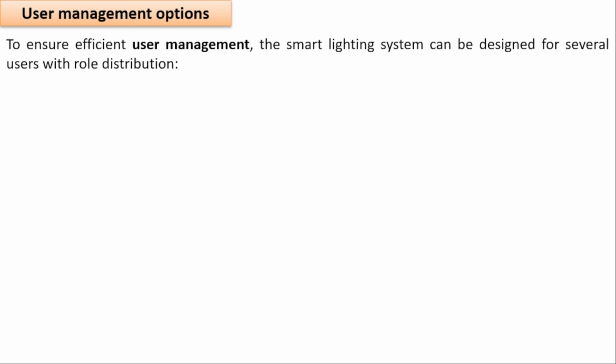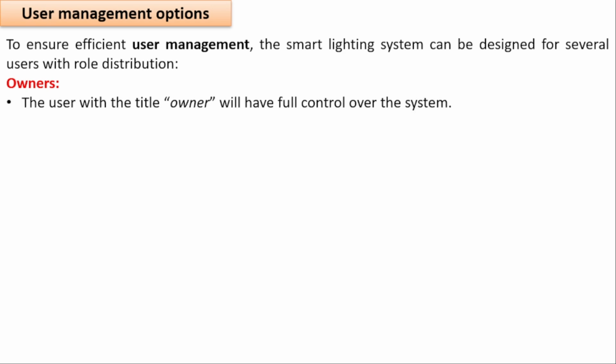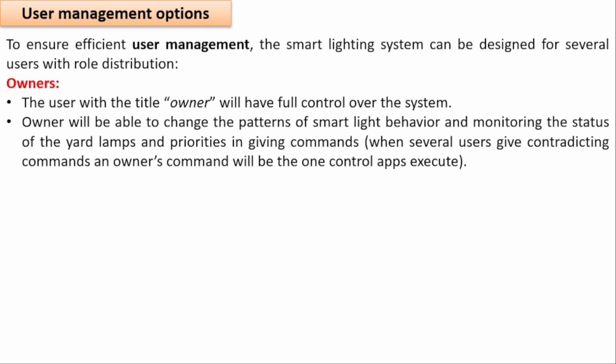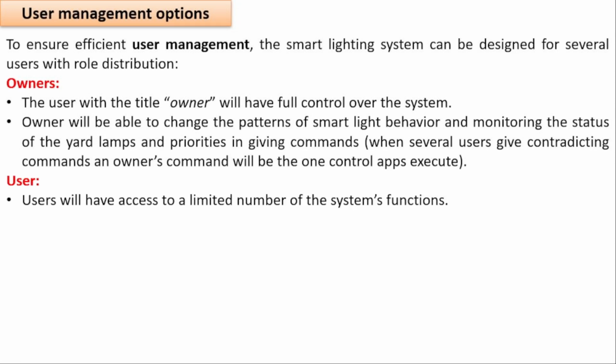For efficient user management, the smart lighting system can incorporate multiple user roles to delineate control and access. Individuals designated as owners will possess comprehensive control privileges over the system. They can modify smart light behavior patterns, monitor the status of yard lamps, and set priorities for commands. In cases where conflicting commands arise from multiple users, an owner's command will take precedence for execution by the control applications. Those categorized as users will have access to a limited set of system functions.